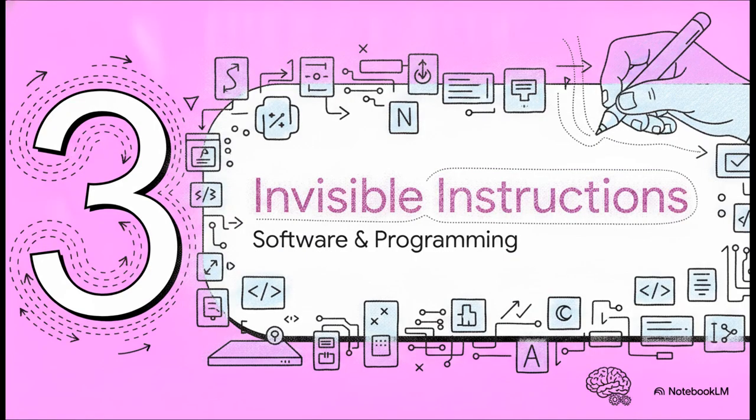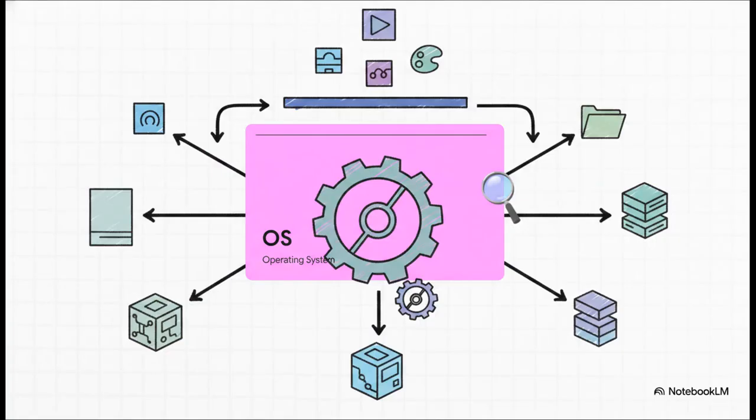Moving right along to Layer 3, the invisible instructions. This is all about software and programming. Here's the catch. None of that incredible hardware or networking means a thing without our third layer. It all starts with the OS, the operating system. The OS is the foundational software manager. It is the big boss controlling all the physical hardware we just talked about, and it provides the stage that allows all your other programs and apps to even run in the first place.